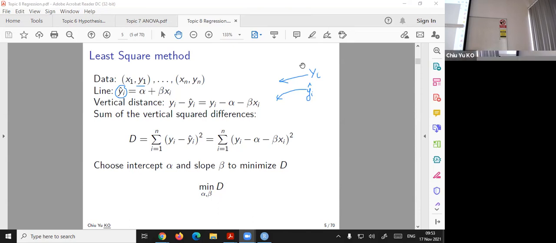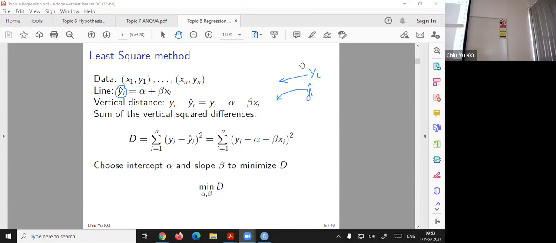Of course you may ask what happens if you use the absolute value. Yes, there's something called median regression, but we are not going to focus on that. It's the least square, just the square. So for each of the n data points, I take the square of the distance, and I add them all up.